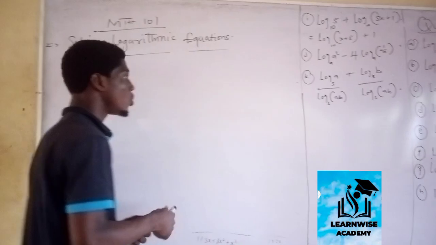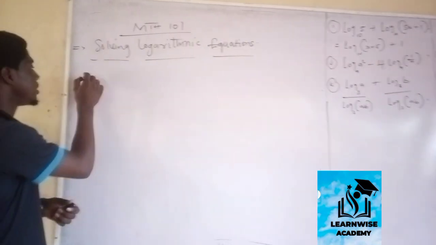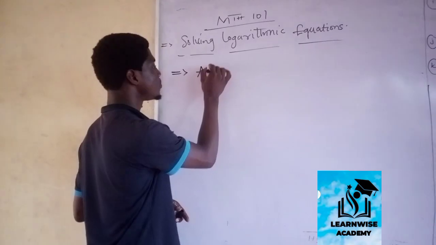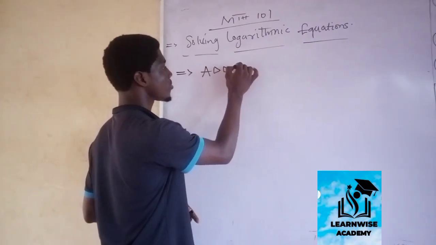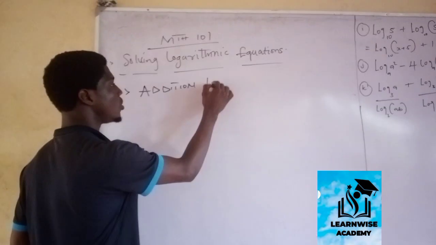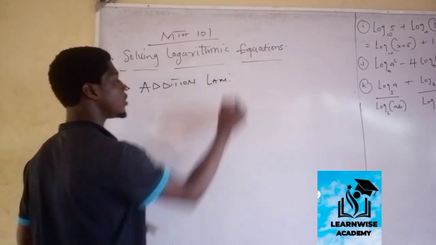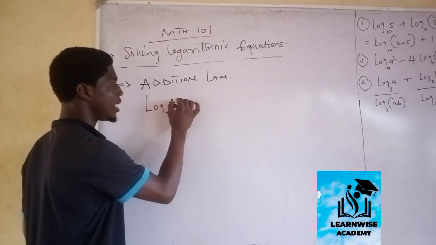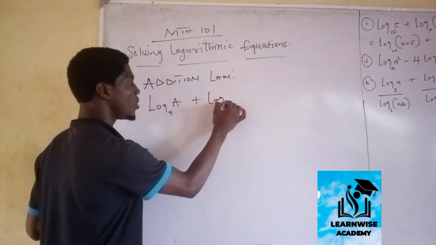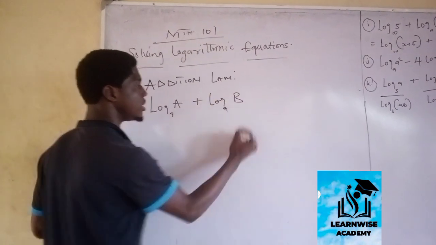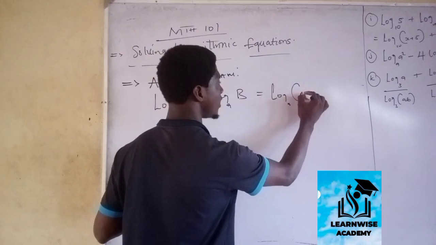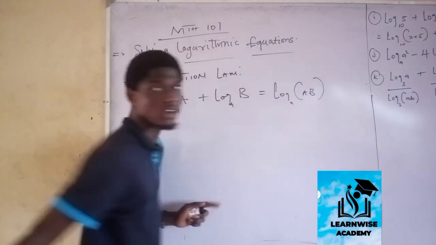Now, let me give you the laws one after the other. We have number one, which is the addition law. Your addition law simply states that log base A of capital A plus log base A of capital B is simply equal to log base A of bracket AB. This is my addition law.